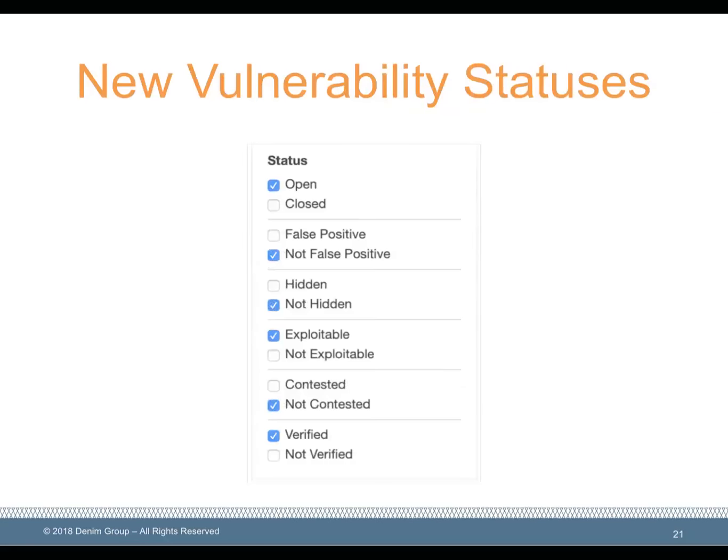In addition, we've added some new vulnerability statuses. This is a little bit of a housekeeping thing, but it allows you to communicate about the vulnerabilities in a much richer way. We've always had open, close, and false positive, but now you can also tag vulnerabilities as being exploitable, or situations where those vulnerabilities are contested and when they've been verified. This gives you a better ability to filter on vulnerabilities and to tease out which are the ones where we need to be focusing our attention.